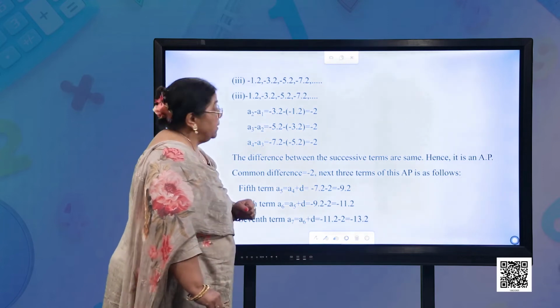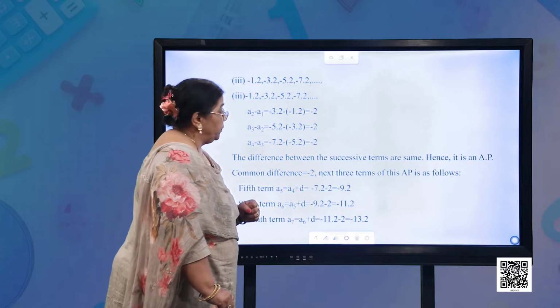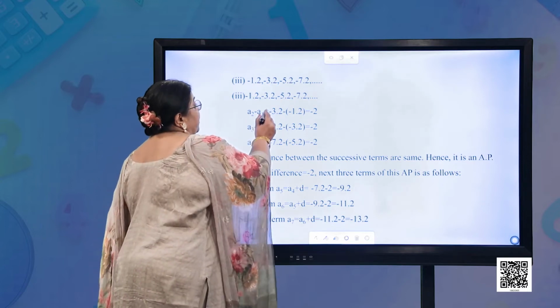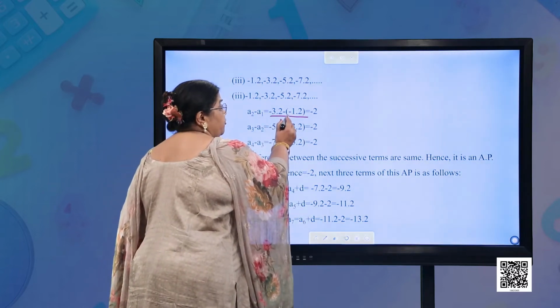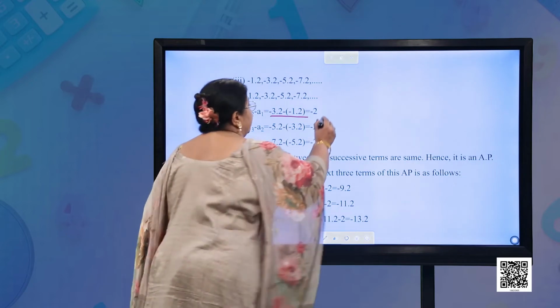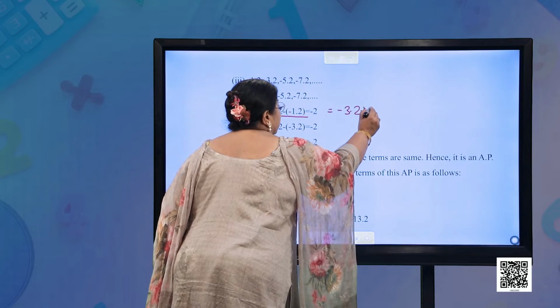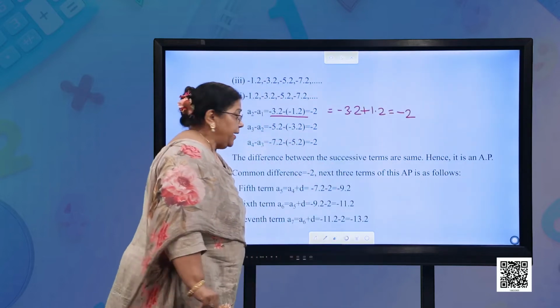Minus 1.2, minus 3.2, minus 5.2, minus 7.2. Let us check whether it is an AP. Same pattern, A2 minus A1. If I subtract, what do I find? Minus 3.2 minus of minus, that gives me plus. So, it becomes minus 3.2 plus 1.2. Obviously, it is minus 2, right?